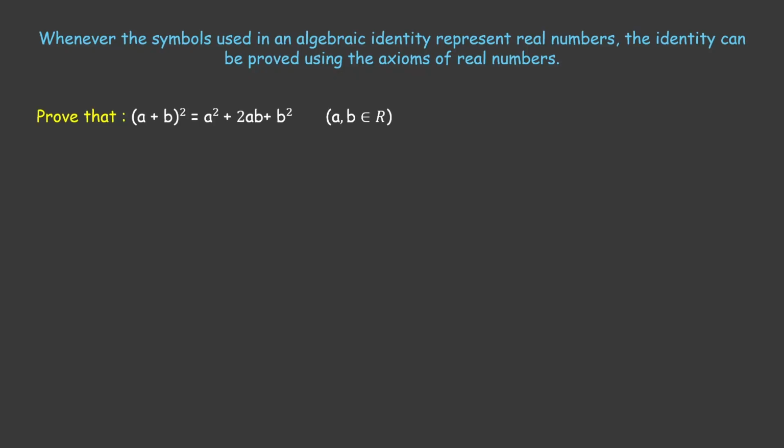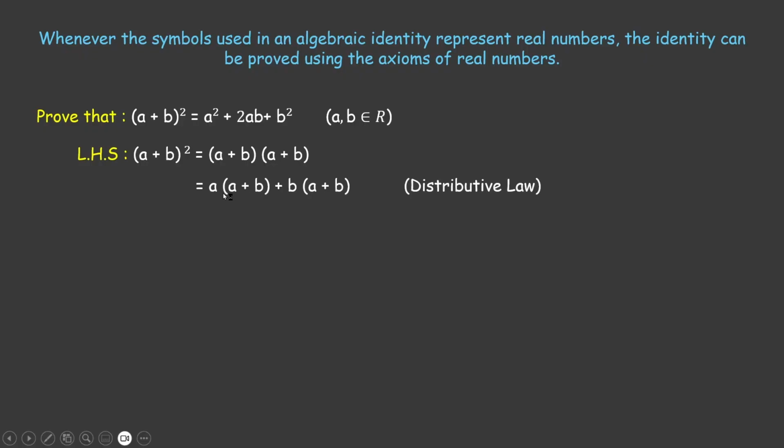For example, if we need to prove that a plus b whole square is equal to a square plus 2ab plus b square. Here, these symbols a and b, they belong to the set of real numbers. Let us look at the left hand side. a plus b whole square is equal to a plus b into a plus b. Now we can apply distributive law over here, which will give us a into a plus b into a plus b. Now let's open the brackets, which gives us a into a plus a into b plus b into a plus b into b.